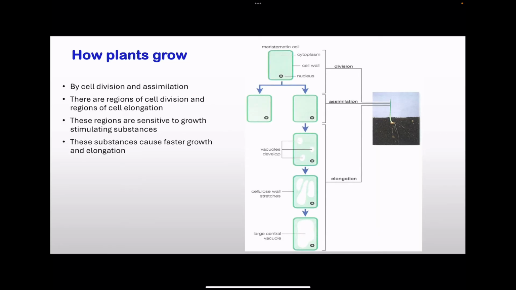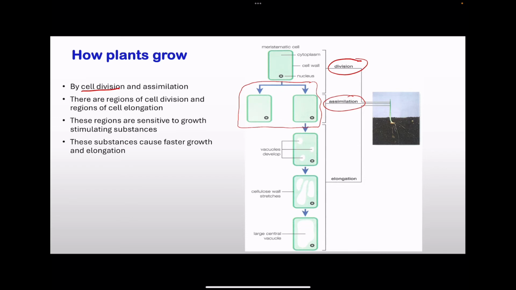So let's see how plants grow. Plants grow by cell division. So as cells divide, new cells are going to be created, but these cells need to take up more nutrients so that they can increase in size. So after the region of cell division, we see the region of assimilation, where the cells are taking up more nutrients in order to create more components within the cell.